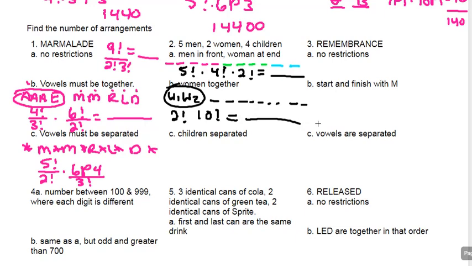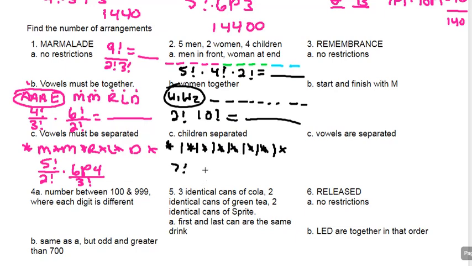And if the children need to be separated, well, then I'm going to put the non-children, and this is going to be easier. The non-children, I'm just going to call them bars. So the non-children are men and women. I got 7 of them. 1, 2, 3, 4, 5, 6, 7. Those are non-children. And then the children can go in these spots here. So the first thing is that I figure out how many different ways the non-children can be arranged. Well, there are 1, 2, 3, 4, 5, 6, 7 non-children. That's going to be 7 factorial.